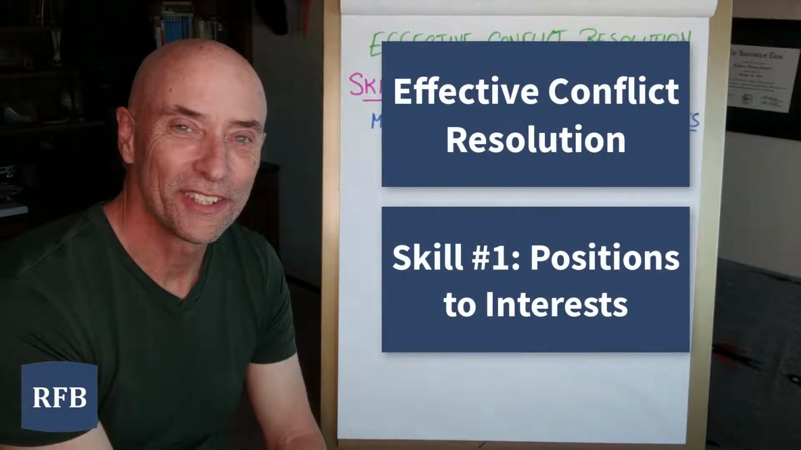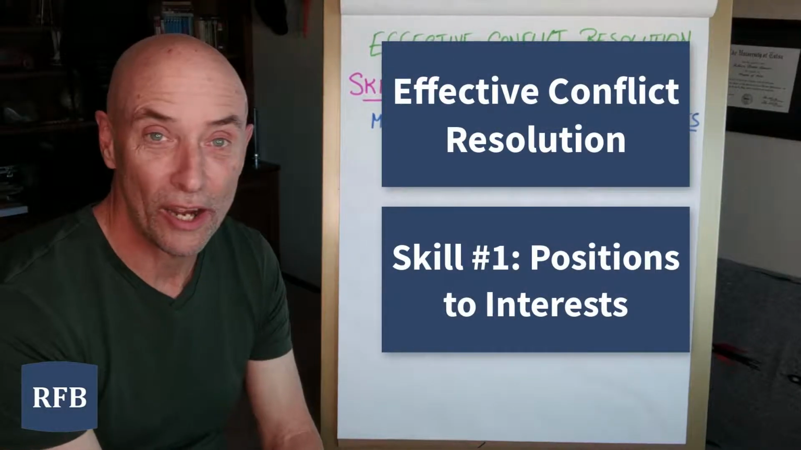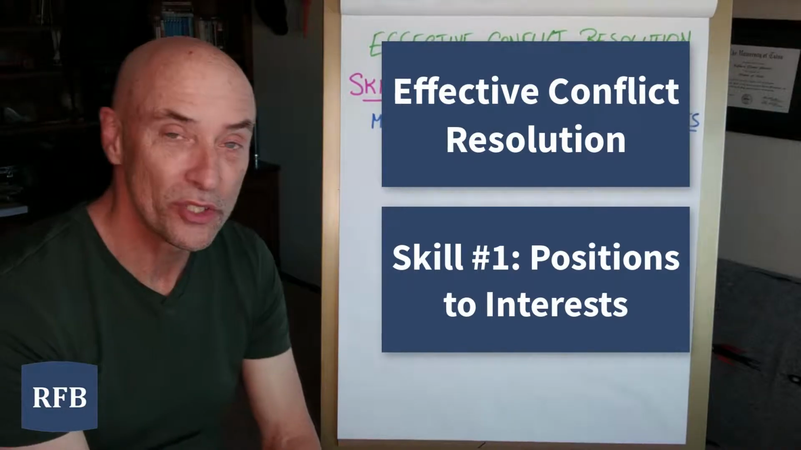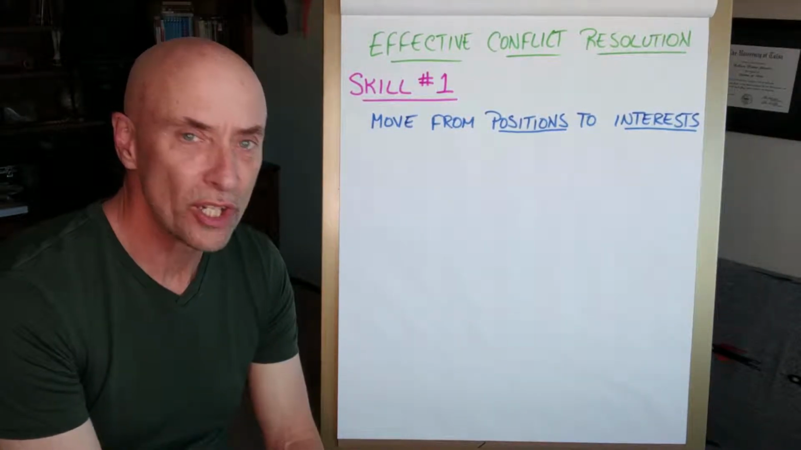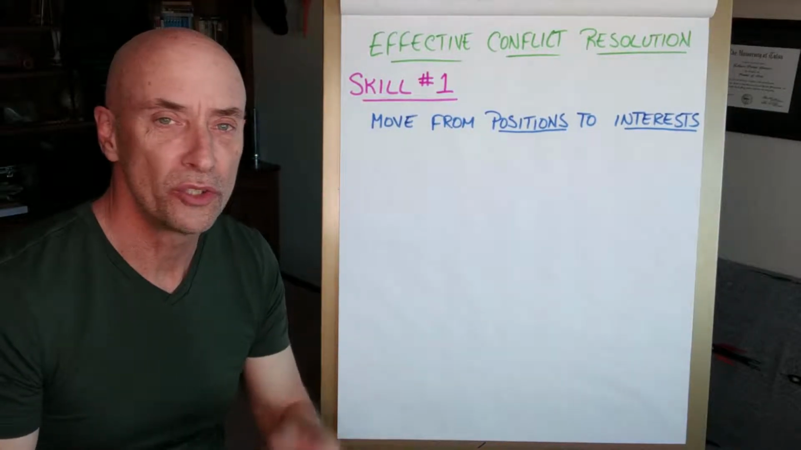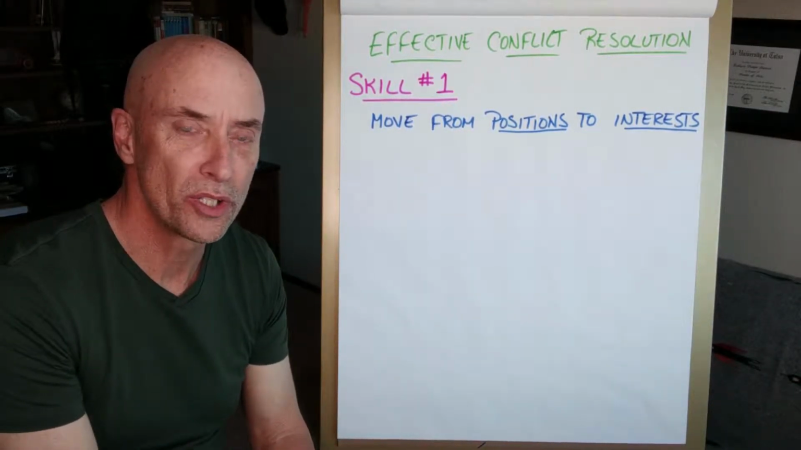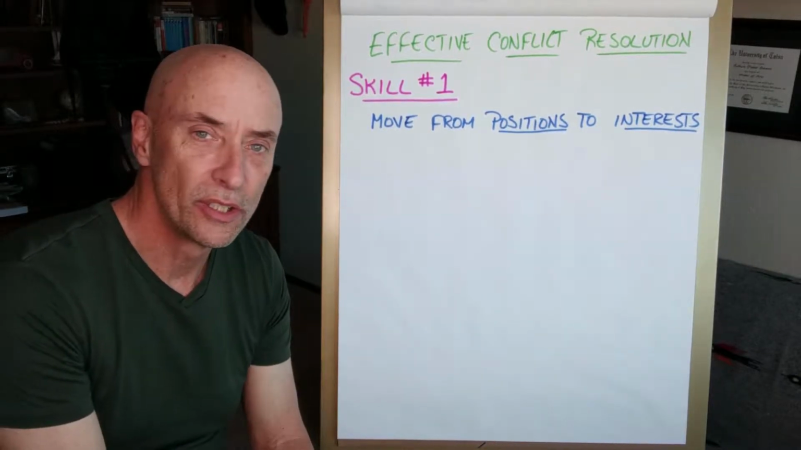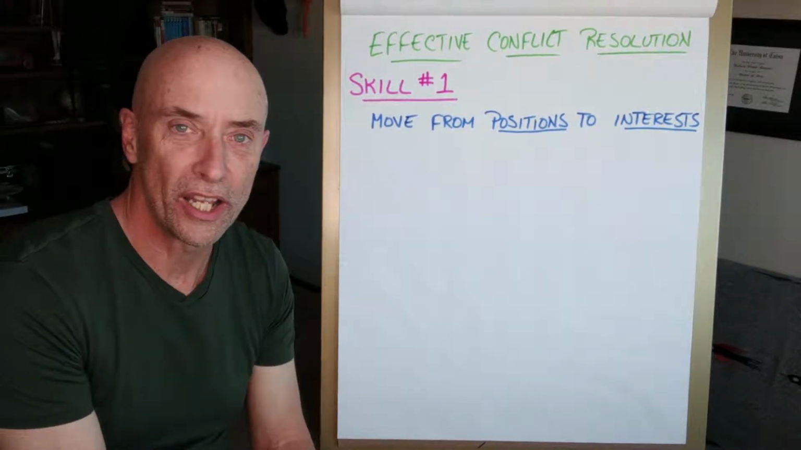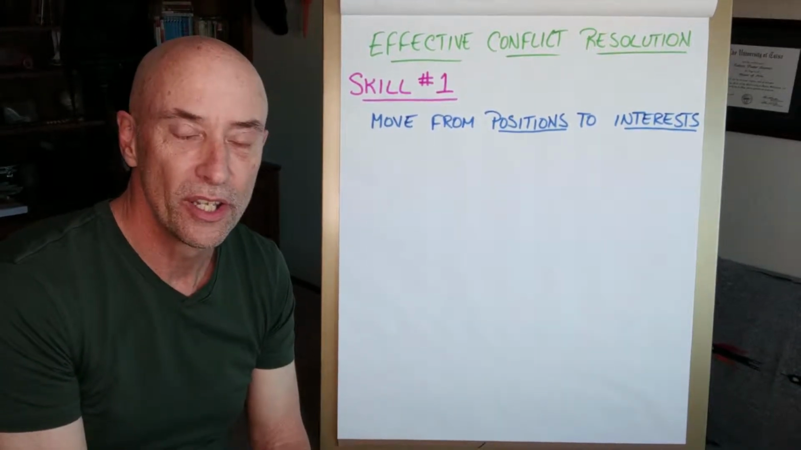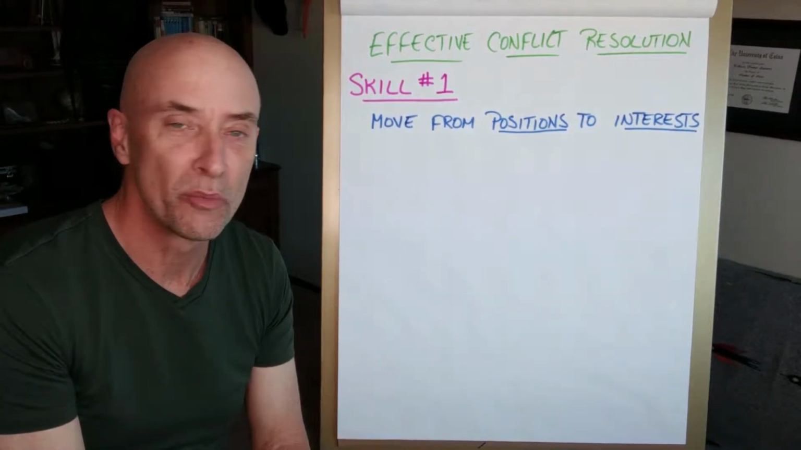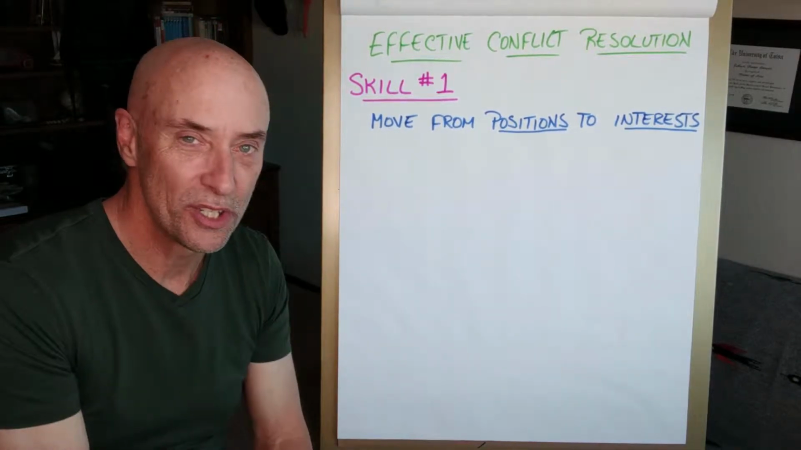Welcome, everyone. Today we're going to be continuing our series on effective conflict resolution. If you've ever gotten into a discussion that turned into an argument where you wanted one thing and the other person wanted something else, and you felt like if they got what they want, you couldn't get what you want, then you were likely arguing from a place of positions.